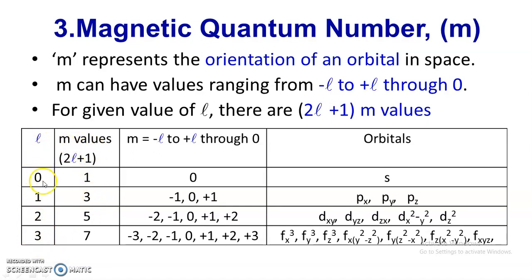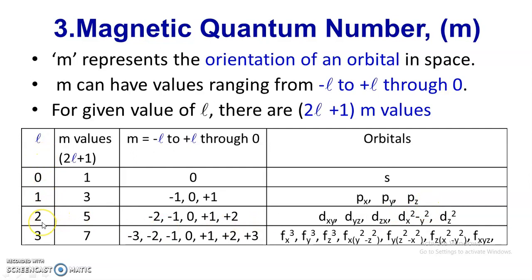When l is equal to 0, that is for the s subshell, the number of m values is 1, that is 0. So m equal to 0 means it is the s orbital. When l is equal to 1, 3 m values are there. It means there are 3 p orbitals. Accordingly, the values of m are minus 1, 0, plus 1, and the orbitals are Px, Py, Pz.